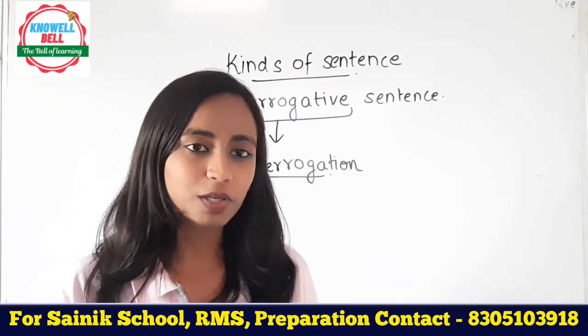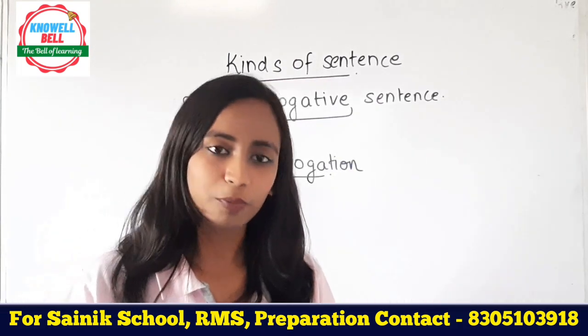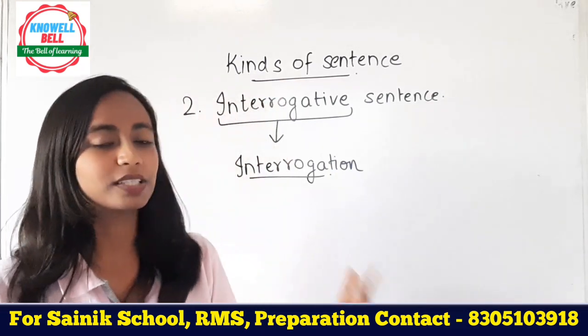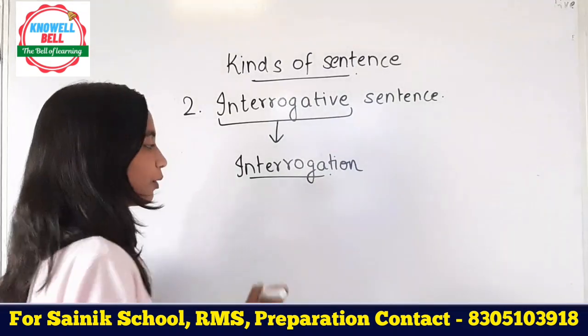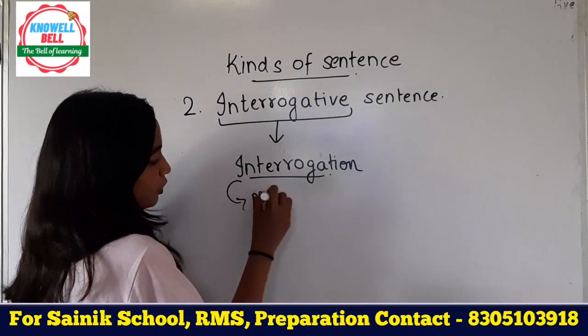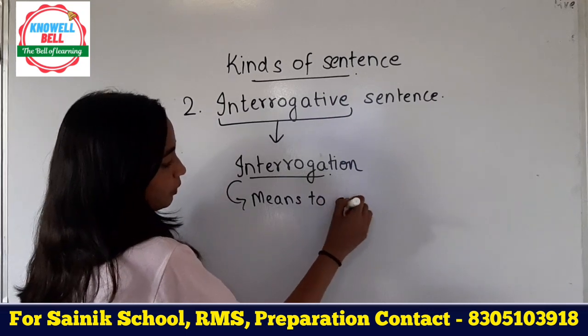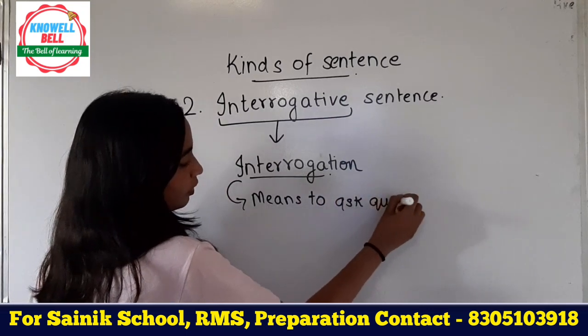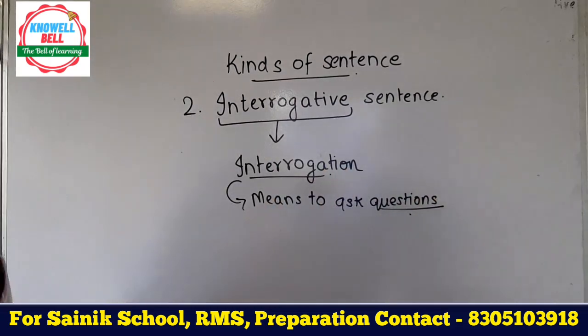So what happens in a police interrogation? Police asks some question to the victim. The police asks some question to the culprit. Police asks some question to the observer. Anything. So interrogation का meaning क्या होगा? Interrogation means to ask question. Okay, that is the meaning of interrogation.